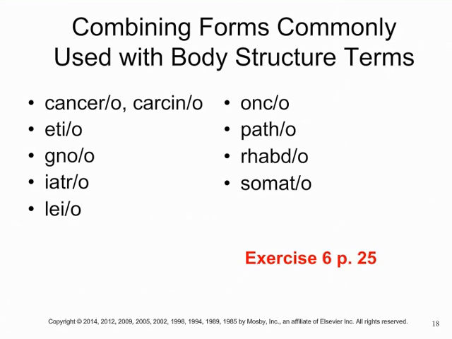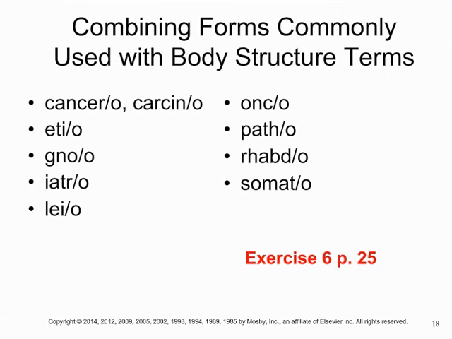Etio means cause. For example, etiology is the study of disease causes. No, G-N-O, the G is silent, means knowledge. So when we talk about diagnosis or prognosis, it has to do with knowledge, and we'll get to those words a little later. Iatro means a physician or medicine, so think of psychiatrist. In the middle there's that iatro.